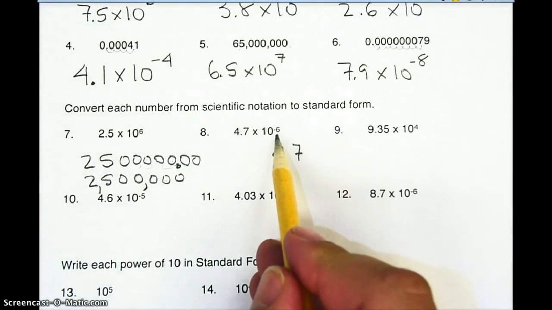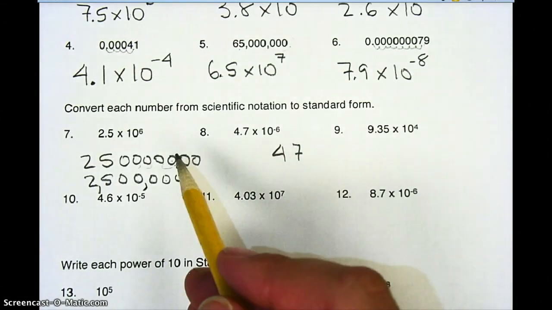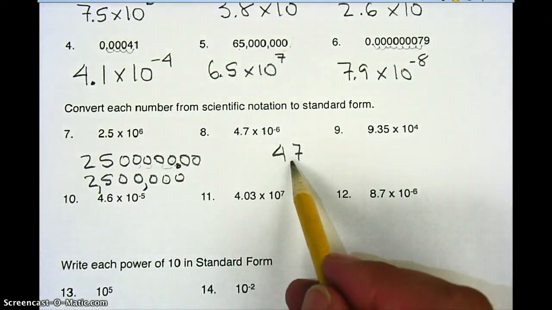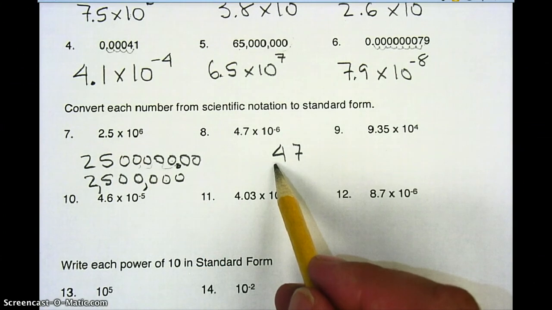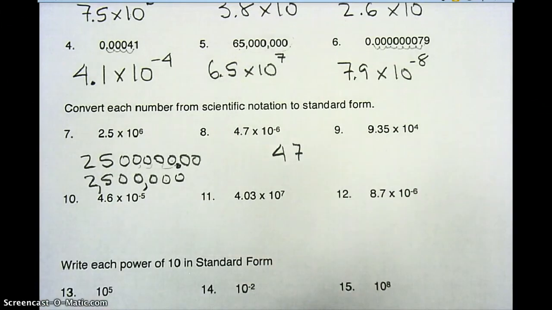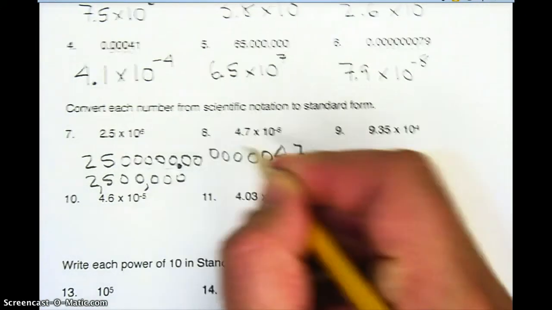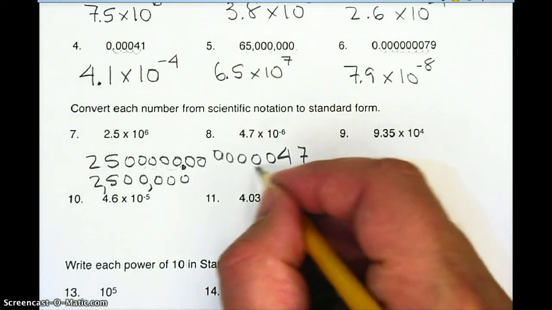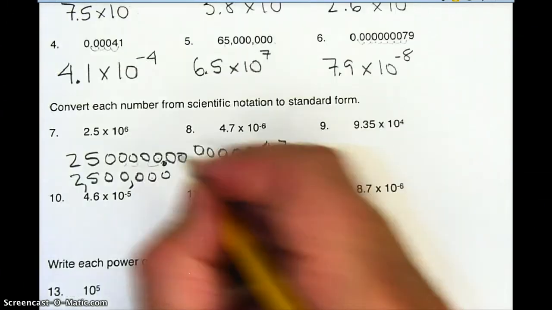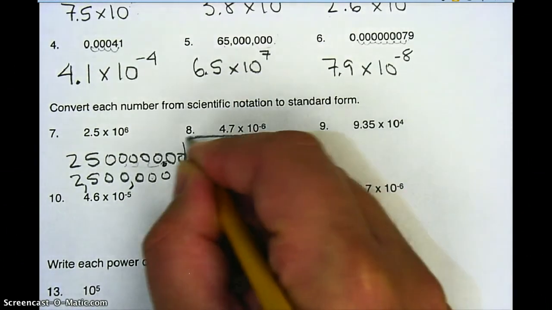Now, I have a negative exponent, so it's got to move back to the left. The decimal point's got to move left 6 spots to make it smaller. Well, I can move it 1 spot really easily, but I have to move it a total of 6 spots. So I'm going to have to add 5 zeros so I can move it 5 more spots over there to the left. So 1, 2, 3, 4, 5. Now I go 1, 2, 3, 4, 5, 6. So my answer should look like that.